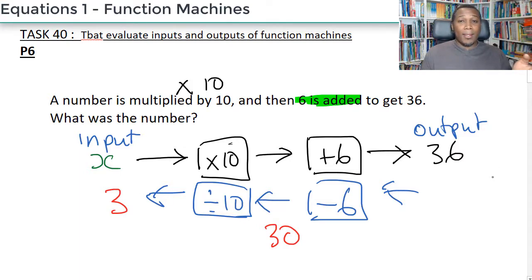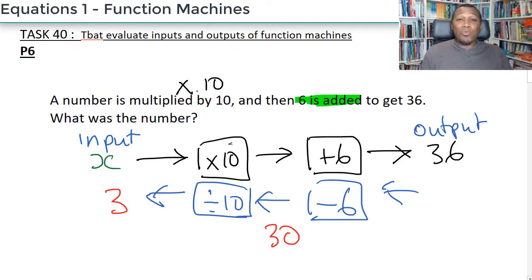Now let me go a little bit further, because this is what we're going to be doing next. I just want to show you how you can use the function machine, not as a thing in itself, but as a tool to solve equations. That's a technique I want to develop and embed in you as a strategy.